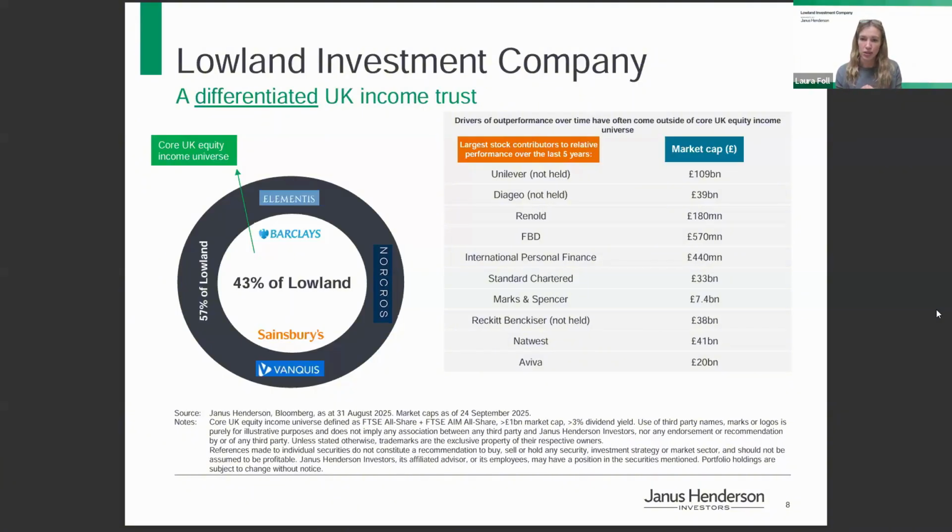So something like Renold, which has actually been taken over now, but it was an industrial chain manufacturer. FBD, which is an Irish, largely agricultural insurer. Even the likes of M&S. M&S has only recently come back to paying a dividend, and a relatively small one, so it wouldn't have been on the list for many income funds. So hopefully it gets across that, yes, Lowland has this traditional income element to it, but it also has more unusual smaller company names in there as well that have contributed positively to performance over time.